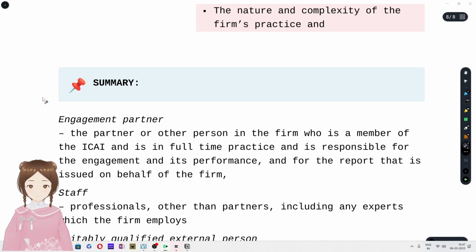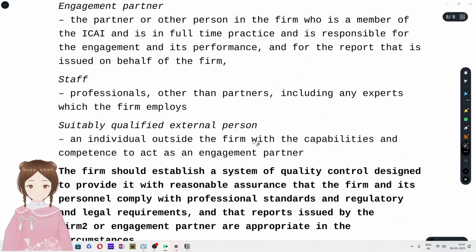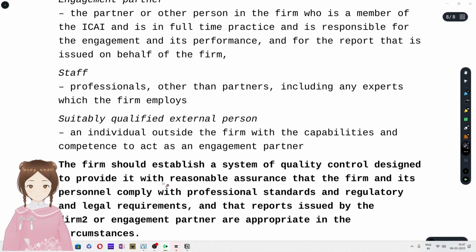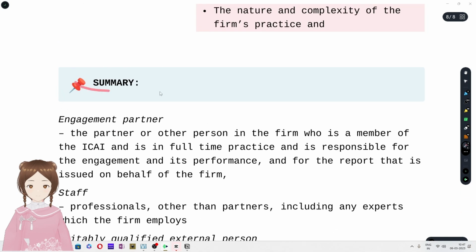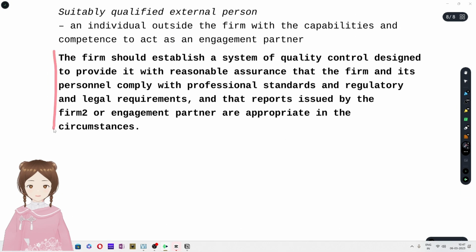And we have reached our summary portion. This is not so important, but you have to read it at least once, one day before the examination, with regard to the definitions of engagement partner, staff, and suitably qualified external person. And the main portion is the objective of SQC1. At least read this objective before going for the examination.